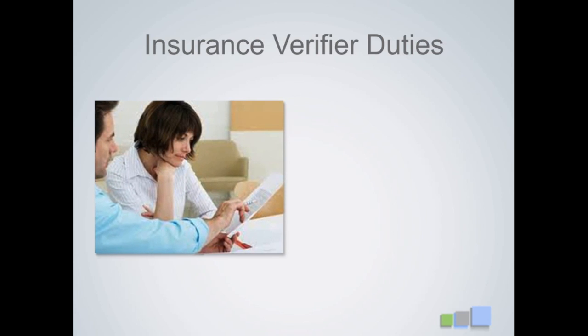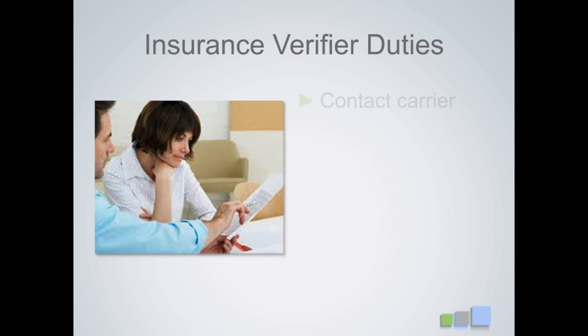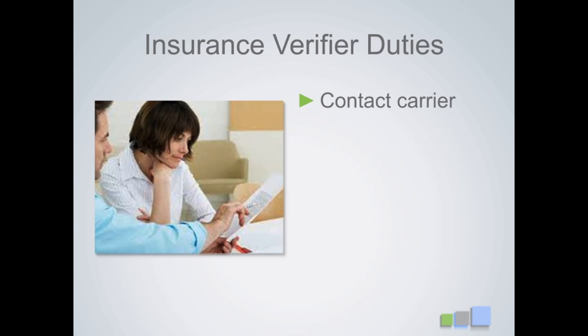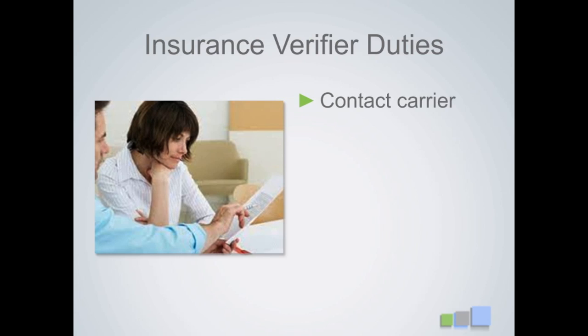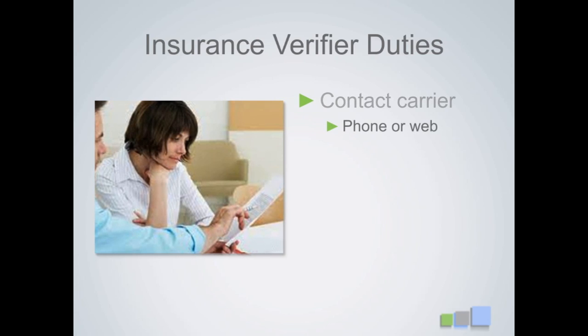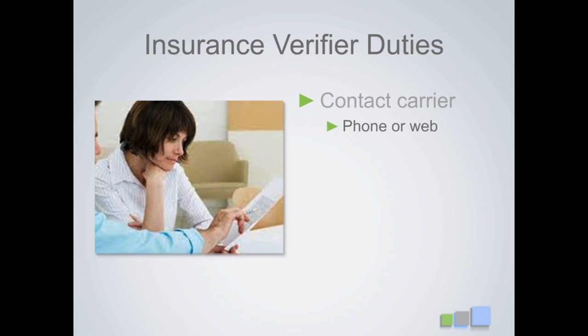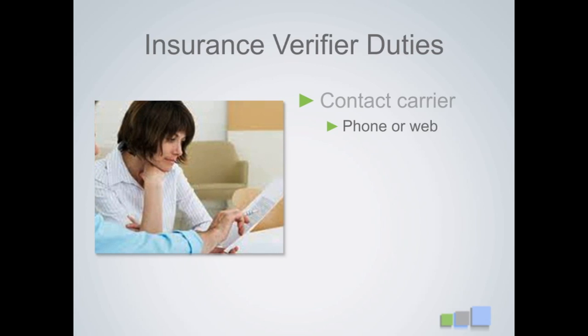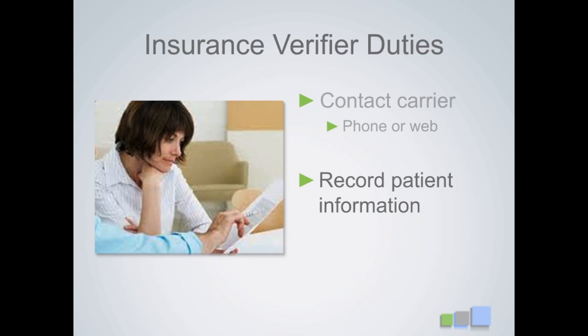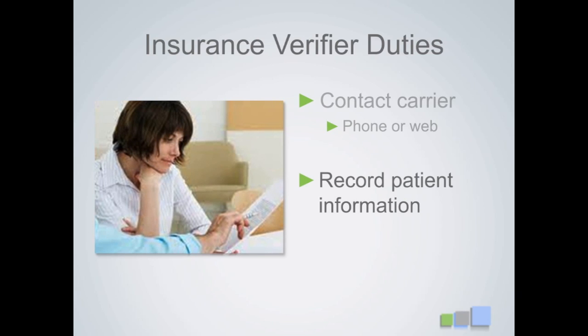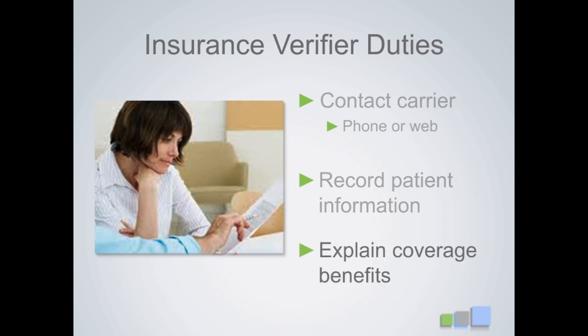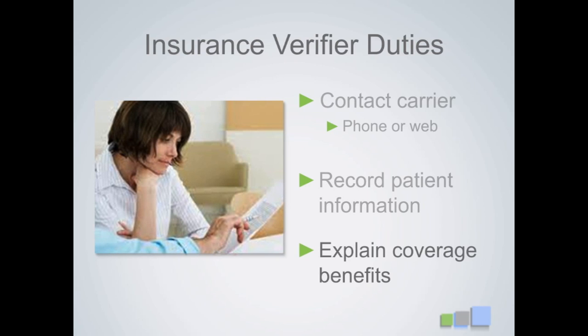This role is responsible for contacting the patient's insurance company to determine their benefits. This can be accomplished by phone or by going to the insurer's website. It's helpful to maintain a list of frequently called numbers and to bookmark websites to expedite this process. It's important to complete insurance verification before the patient receives services, or if that's not feasible, as soon as possible.